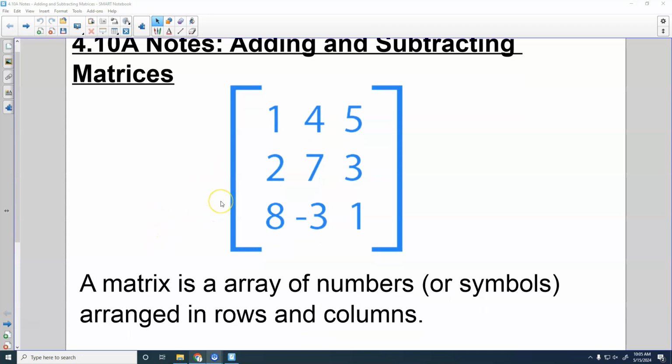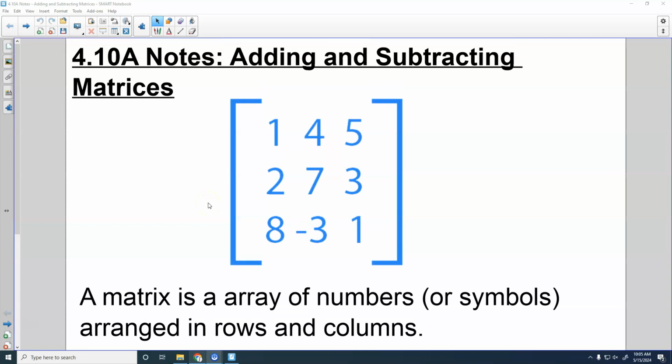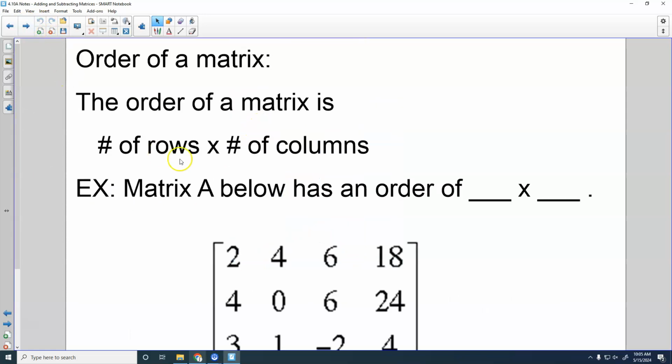So, a matrix is just an array of numbers or symbols arranged in rows or columns. It's really just like a chart, like a table, is what a matrix is. So, this is an example of what a matrix would look like. We put these brackets around the edges of them.